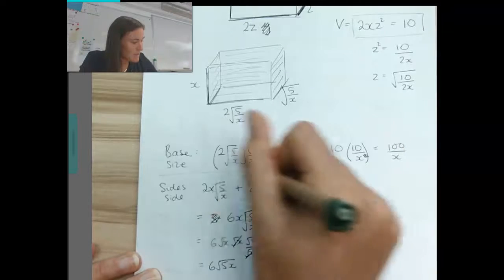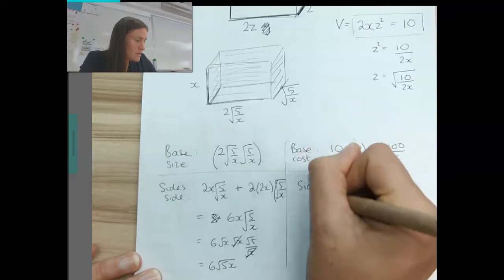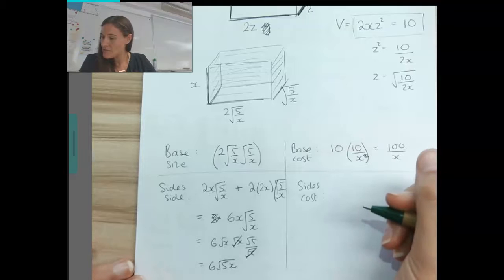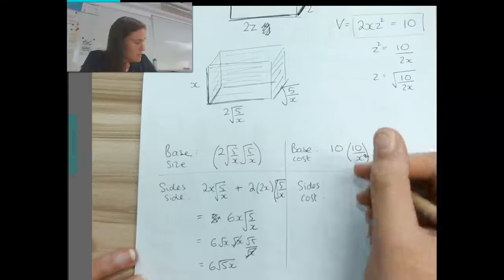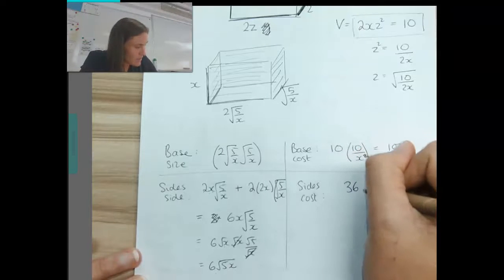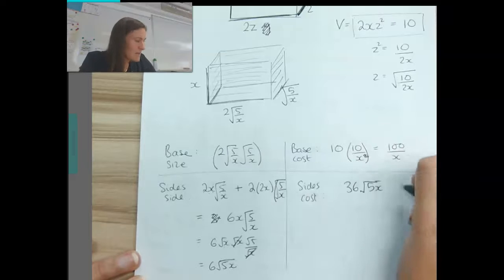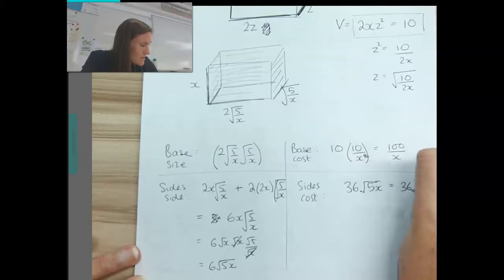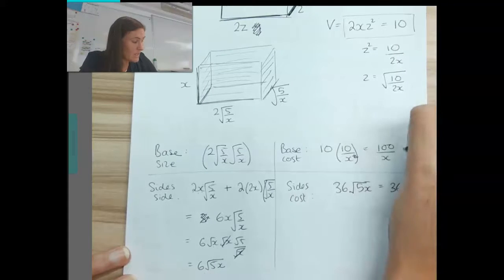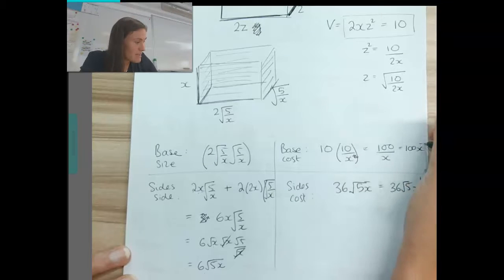So this means that my sides cost, because all the sides cost the same, and that's was it $6? I hope it's $6. I'm just trying to remember. So it's 6 times that. It's actually 36 root 5 x, or 36 root 5 x to the power half. Because I know what's coming up, I'm going to be differentiating. So I may as well put it in index form now.